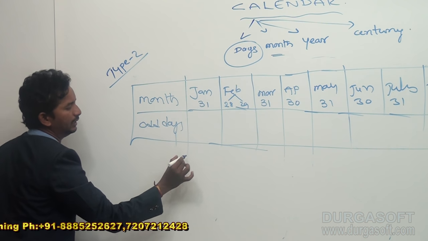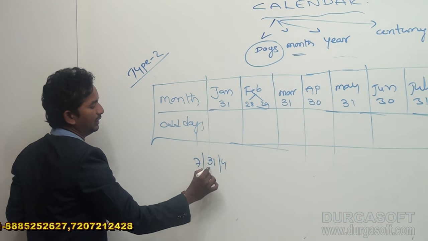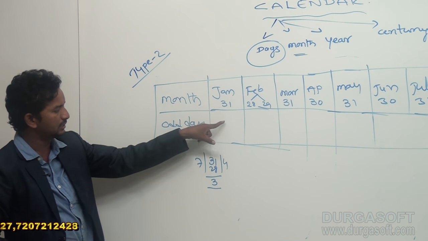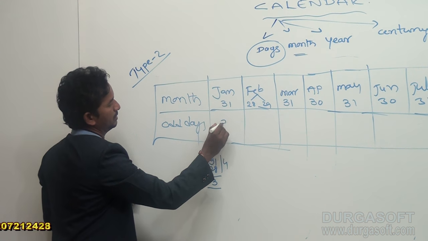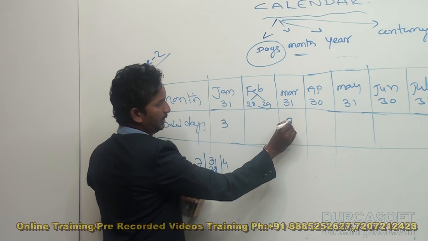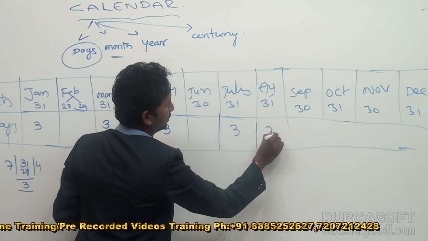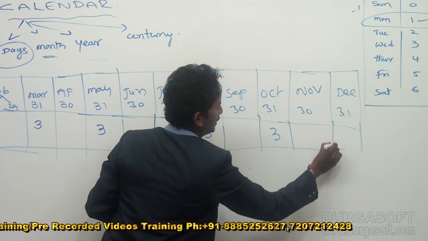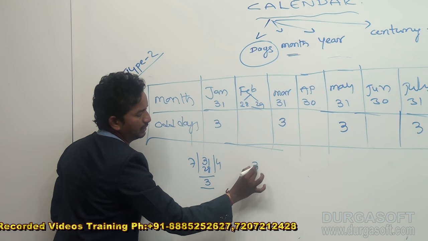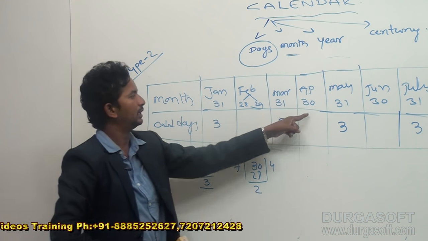January contains 31 days, 31 divided by 7. 7 fours are 28, what is the remainder? 3. So January's 31 days give 3 odd days. Again March has 31 days, remainder is 3. Likewise May, July, August, October, December have 3 odd days. Now 30 days divided by 7, 7 fours are 28, remainder is 2. So 30 days gives 2 odd days.